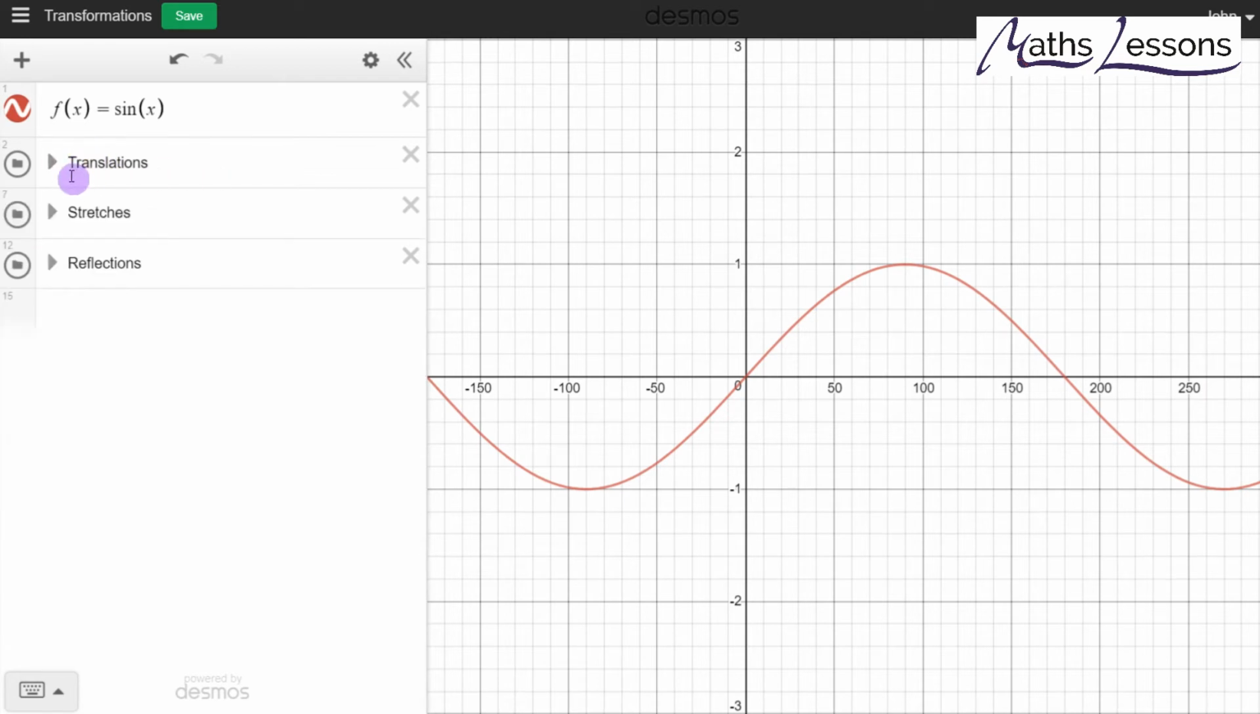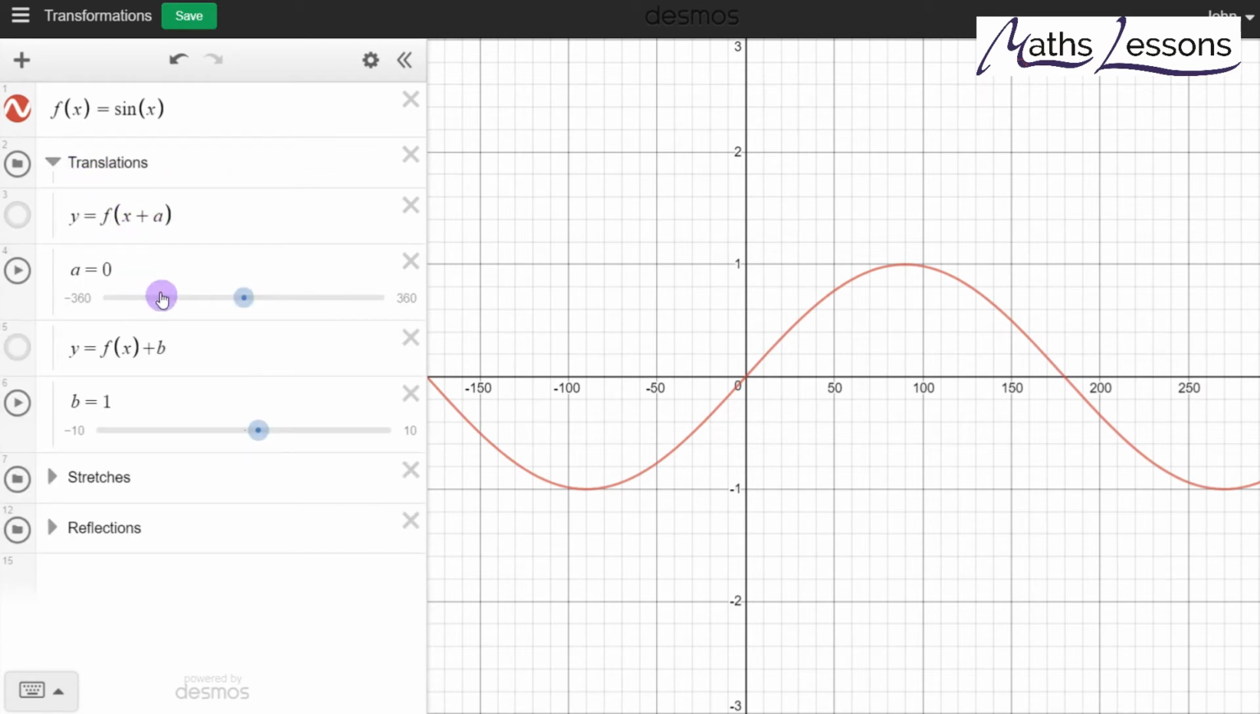So those are all translations. If you want a proper name for this, this one's a translation with vector a, 0. And this one's a translation with vector 0, b. Sorry, that's not a, 0, so it's going to be minus a, 0, and that's going to be 0, b.